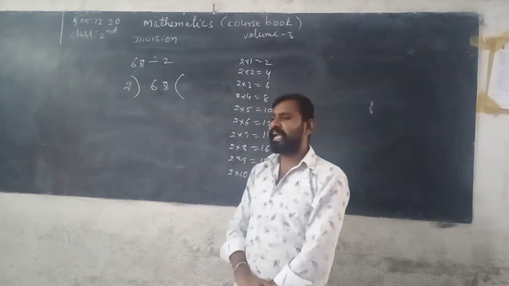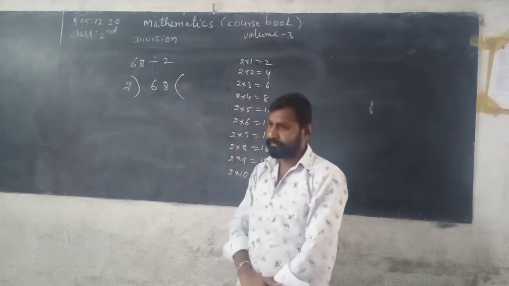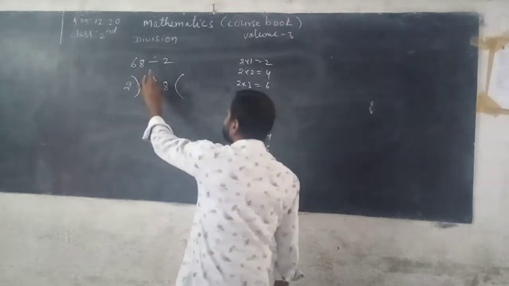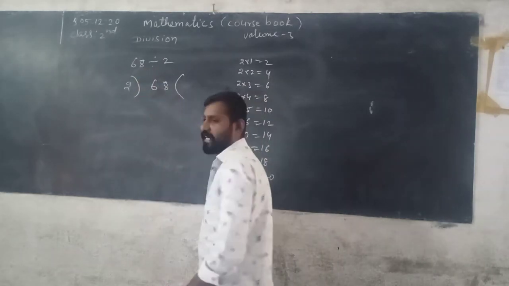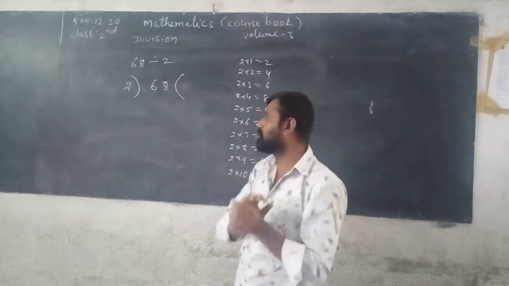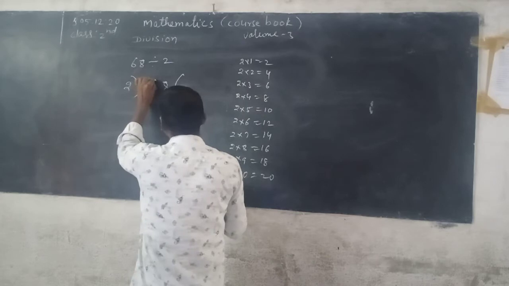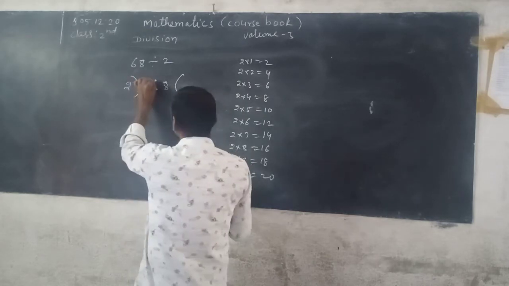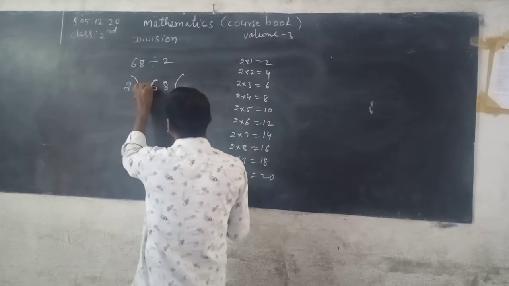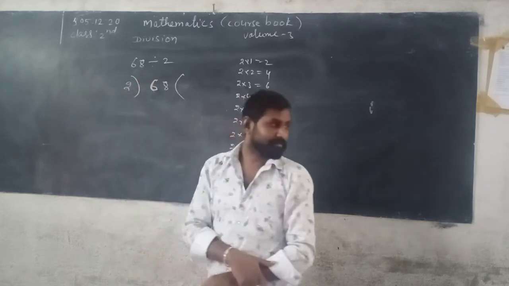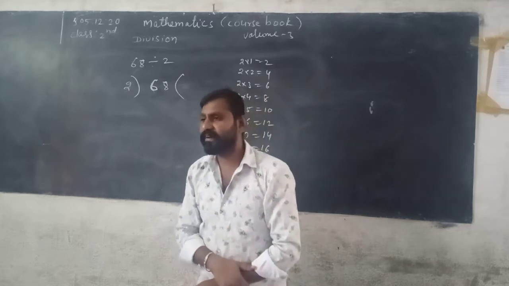Then you take the numbers in the dividend from left to right. Left to right, did you observe? See here, you have to take 2 digits. Don't take 68, you have to take 6 because 6 is more than the divisor.